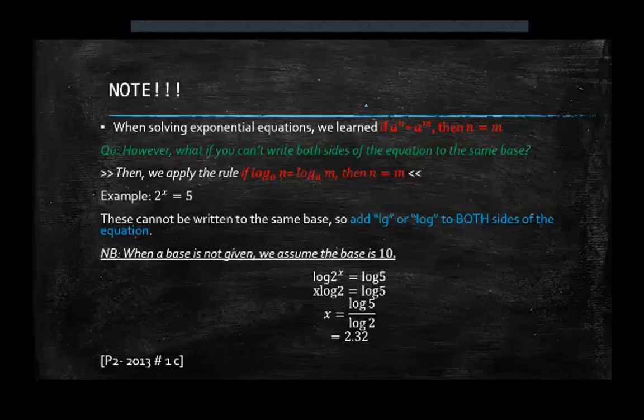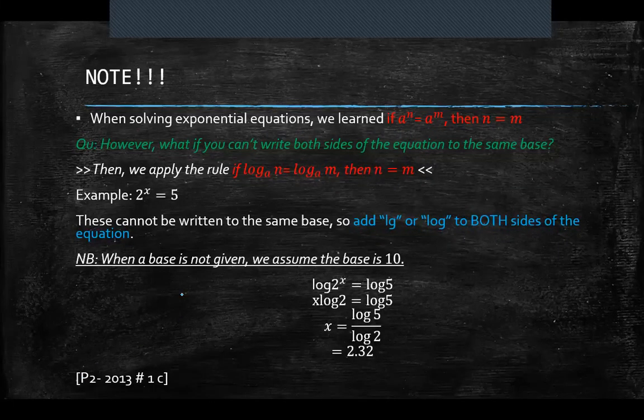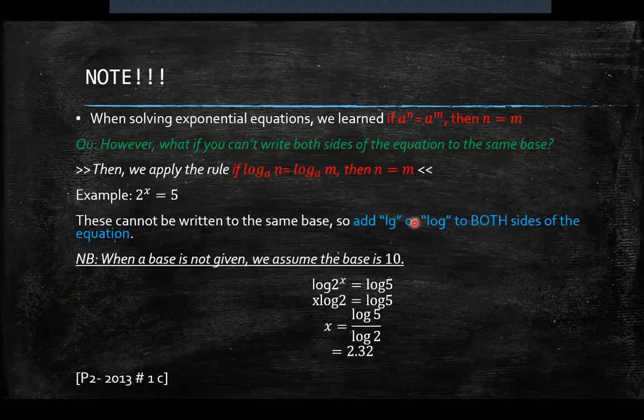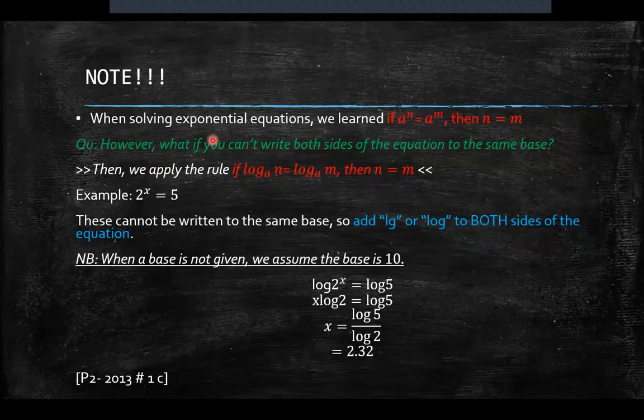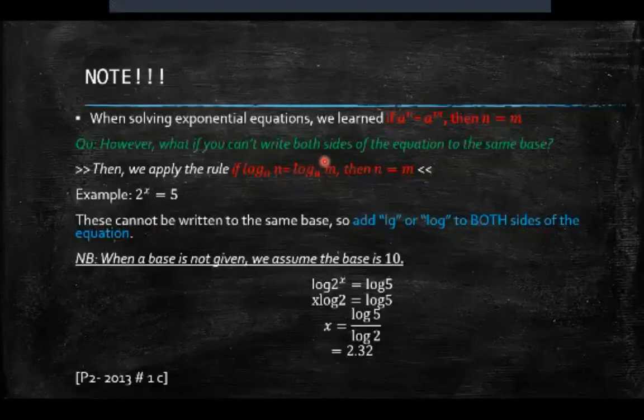When we were doing exponentials or indices, we learned that when solving exponential equations, we have to write both sides to the same base and then we can equate the powers. However, if there's a case where you just cannot write both of them to the same base, what do you do? Well, we apply the rule: log of n to the base a is equal to log of m to the base a, then n is equal to m. What do I mean by that? Well, we take logs on both sides and then we can apply this rule.